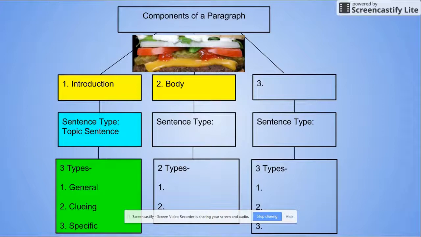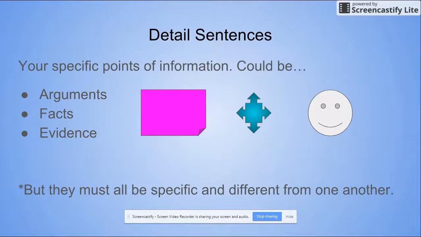The next component of your sandwich is the meat and veggies. In order to have something worth eating in a sandwich or burger, you need to have some sustenance. That is the body of your paragraph. Within the body of your paragraph, we have detail sentences. These are different ways of presenting information. They give the specific points of what you are trying to do. This could be in the form of an argument, facts, evidence, or a host of other ways. But the biggest component is that they must all be specific and different from one another.